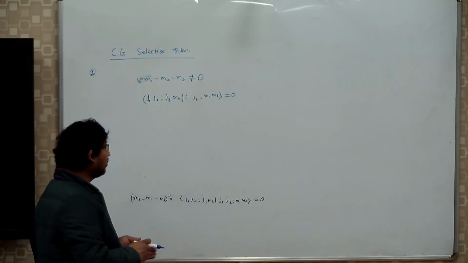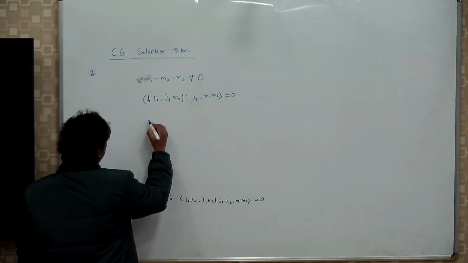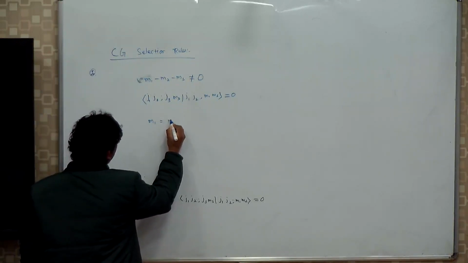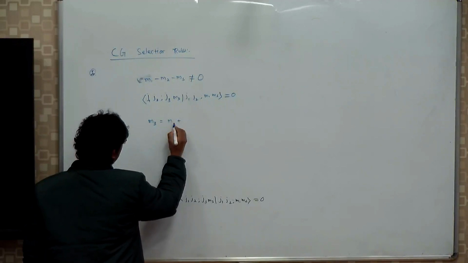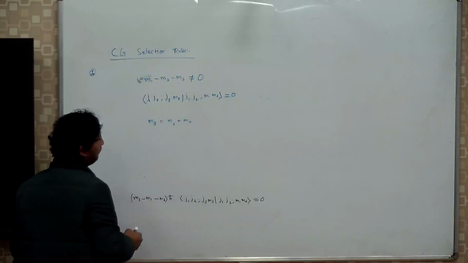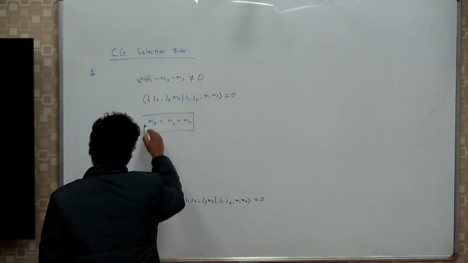If the states are orthogonal with each other, then we can get m3 equal to m1 plus m2. We will get this condition.